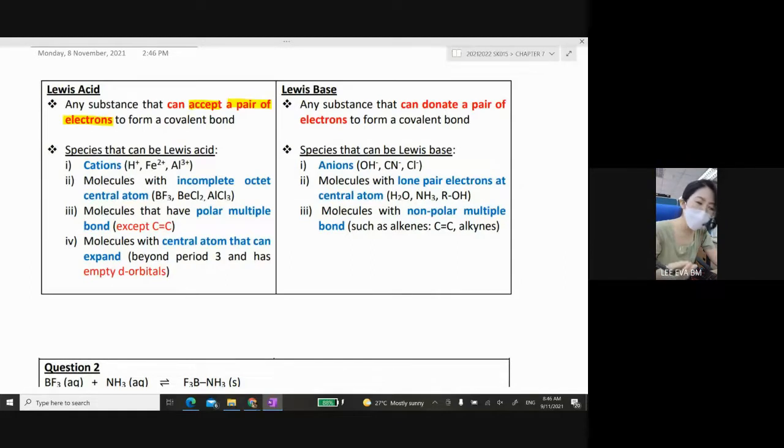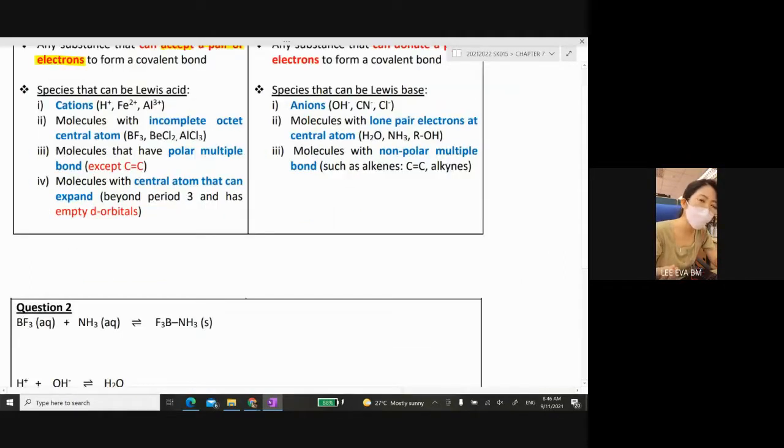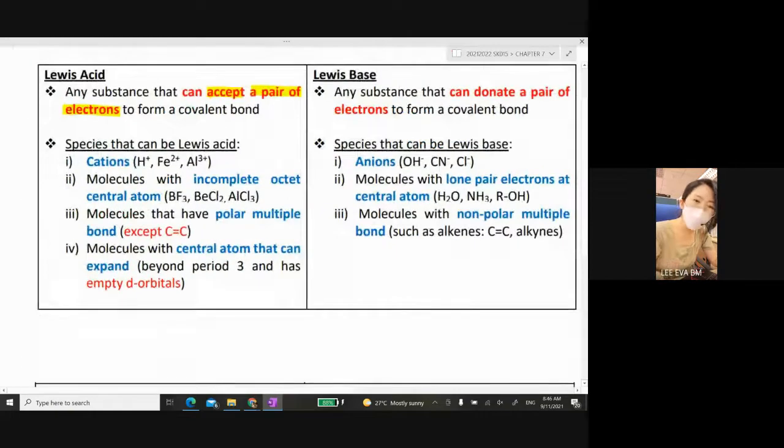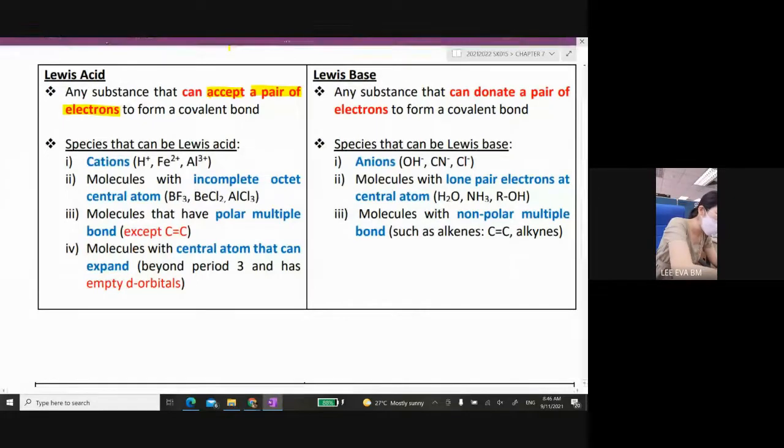So the species that can behave as a Lewis acid are as follows. It can be a cation: H plus, Fe2 plus, Al3 plus, because it can accept electrons as it is a cation. And then molecules with an incomplete octet central atom. This one is revising your chapter 4.